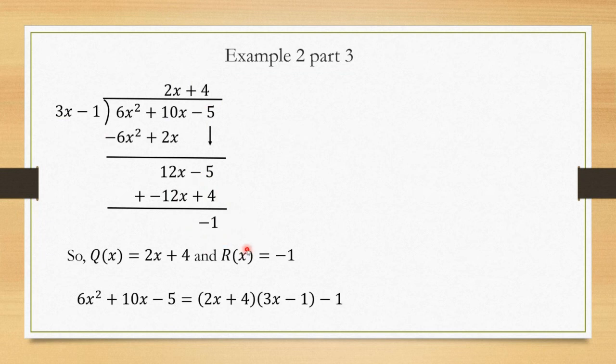And so by the division algorithm, we can write this. We have 6x squared plus 10x minus 5 equal to 2x plus 4 up here, times the divisor, 3x minus 1, minus 1. Minus 1 is the remainder. Okay? So I wrote it that way, the answer, that is. You only have to do that if I ask you to. If you clearly indicate what the quotient and remainder are, that's really what I'm looking for. Are there any questions about that?